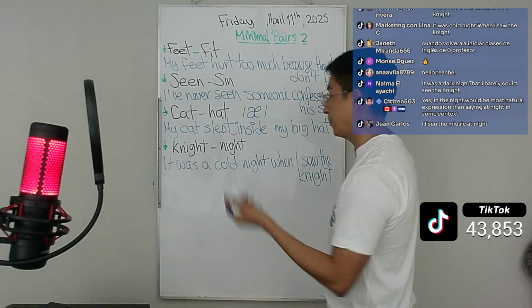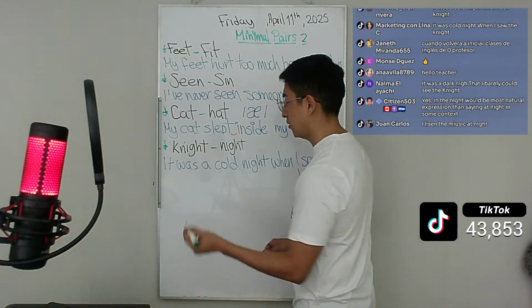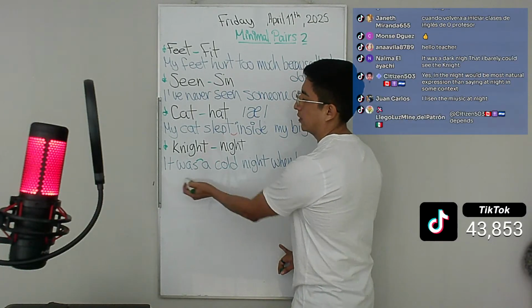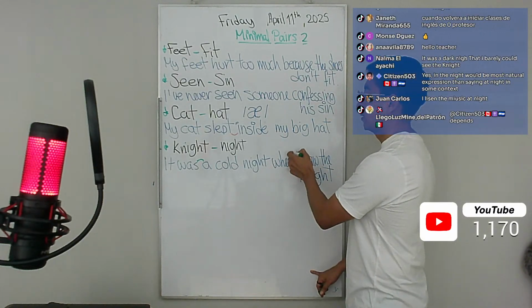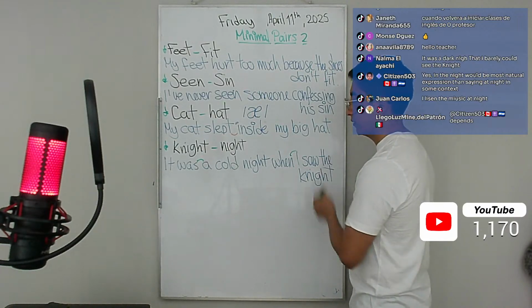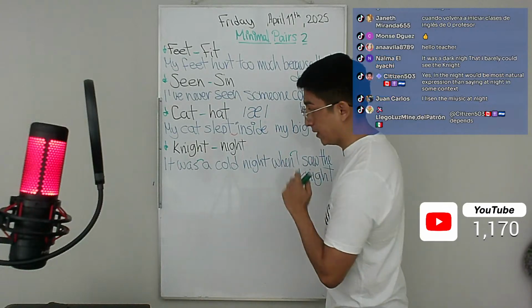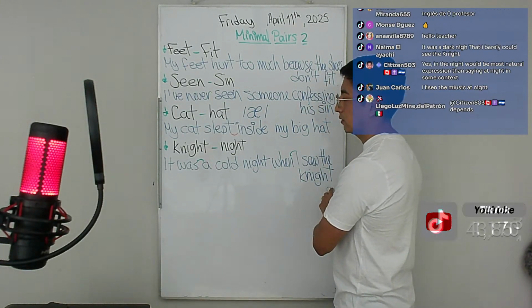Guys, listen and repeat, guys. What are some of the words that we connect here? Look at this. It was. It was a cold night when I saw the night. Okay, so let's start repeating. It was a cold night when I saw the night.